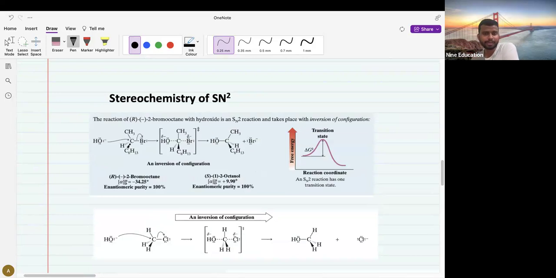Let's say this carbon we have which is R. 2-bromooctane है ना. ये R है तो R का हमारे पास it will change to S. So OH minus will come, and this Br and CH3 which is in the plane, this is out of the plane, hydrogen is inside the plane. So OH minus will come, attack on the carbon and remove the bromine. So this is the transition state.